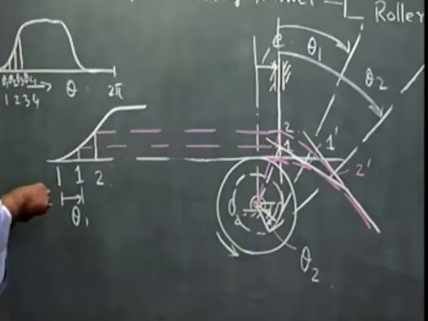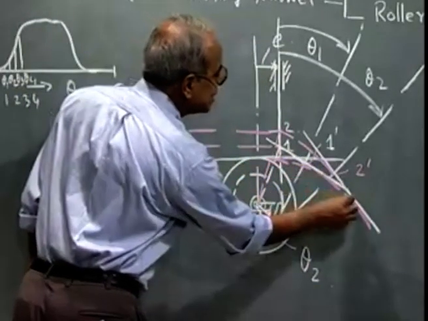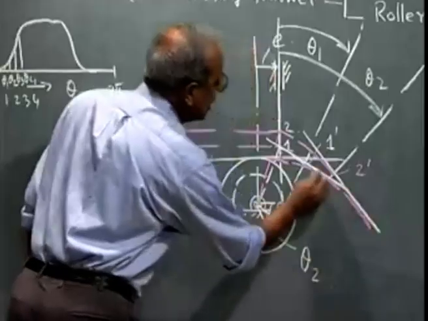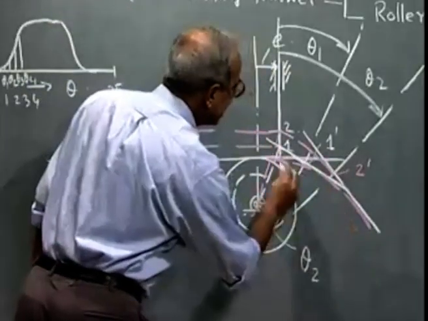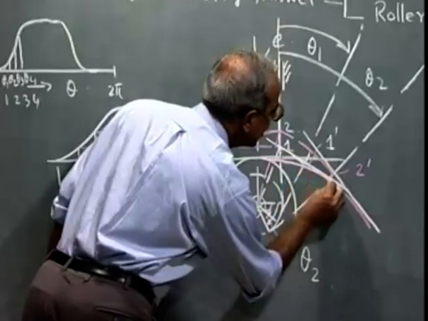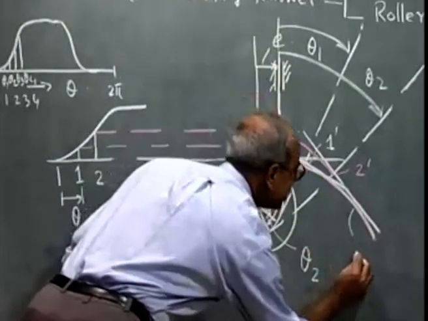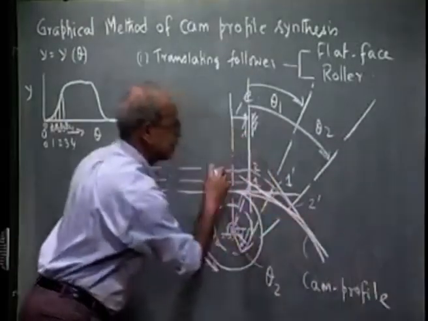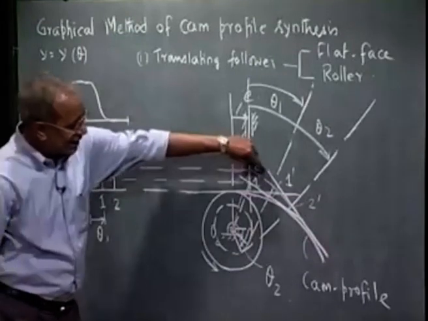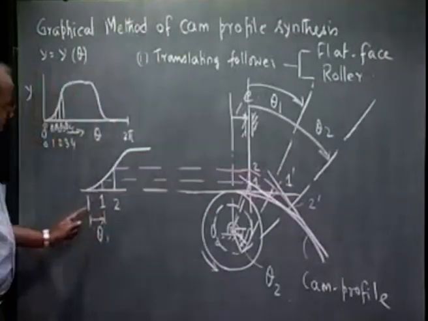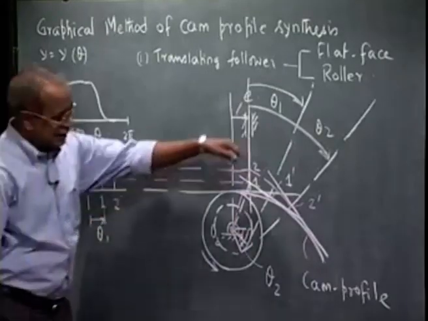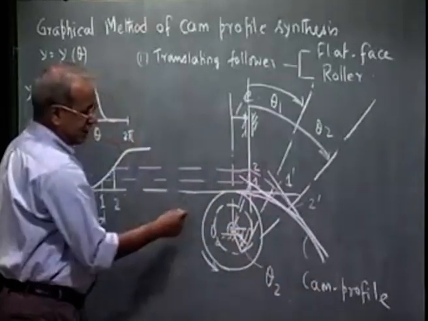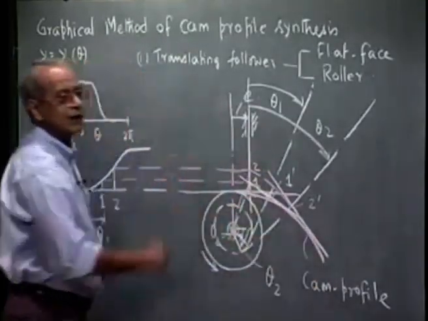I draw an envelope to these straight lines, which represents the follower face after kinematic inversion, and then draw an envelope to this family of straight lines, and that is nothing but the cam profile. So, this is the cam profile which is always tangent to the follower face, and these lines represent the follower faces corresponding to station points 1 and 2. The same construction can be continued for all the station points, and we have to draw a curve which is tangent to this family of straight lines representing the follower face.